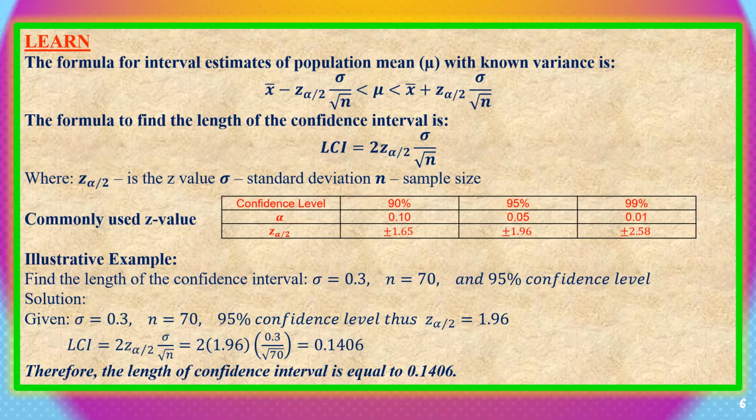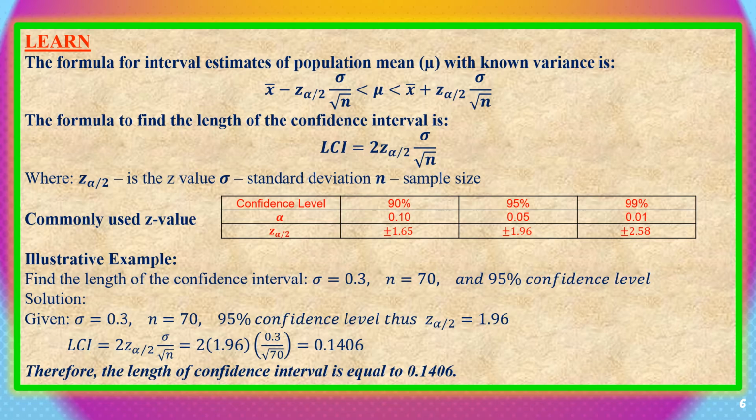So let's have example number 1. Find the length of the confidence interval, given that sigma is 0.3 and n is 70 and the confidence level is 95%. So for your solution, identify the given. Sigma is 0.3 and n is 70. From the confidence level of 95%, your z sub alpha over 2 is 1.96.